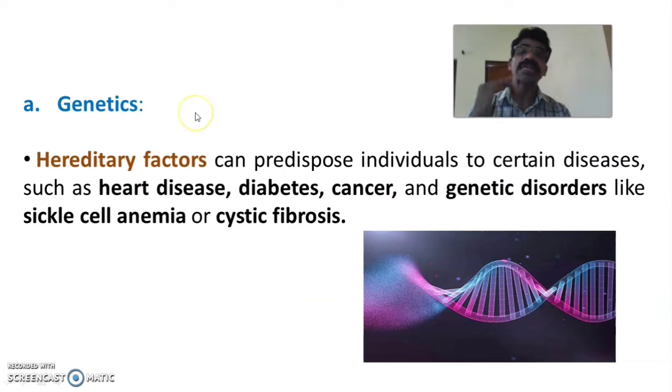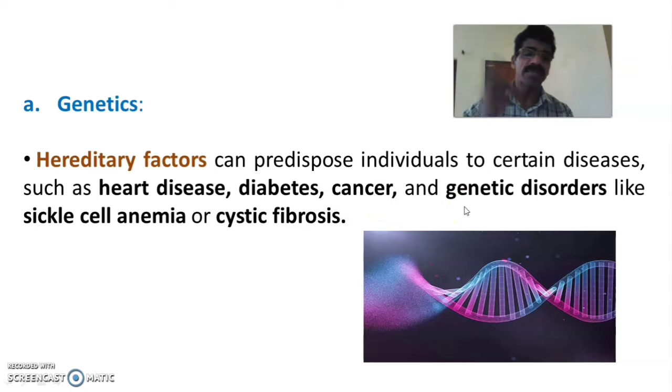First one is genetic factors. So these are the hereditary factors inherited from the parents. Hereditary factors can predispose, it can influence individuals to certain diseases. That means certain diseases suffered by our parents may be transmitted to the children through genetic factors, through chromosomes and genes. So certain diseases such as heart diseases, almost all heart diseases, diabetes mellitus, hypertension, even some types of cancers and other genetic disorders.